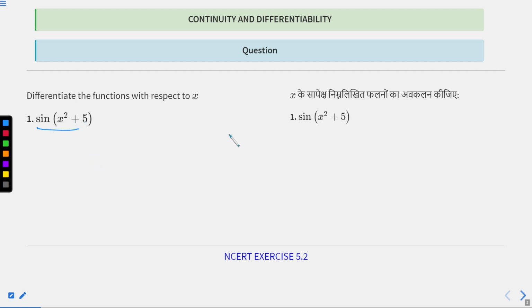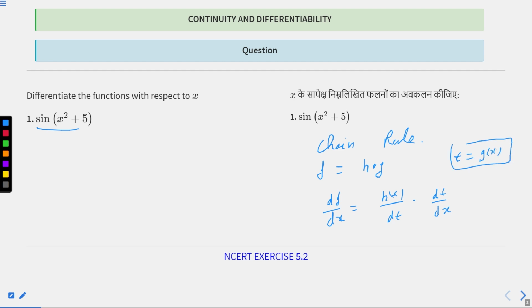What I will be using mostly is the chain rule. Let me recall it for you. If f is a composition, then df by dx will be dh by dt multiplied with dt by dx, where t is g of x. That's it.